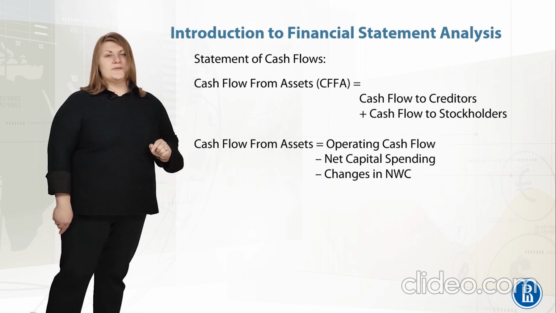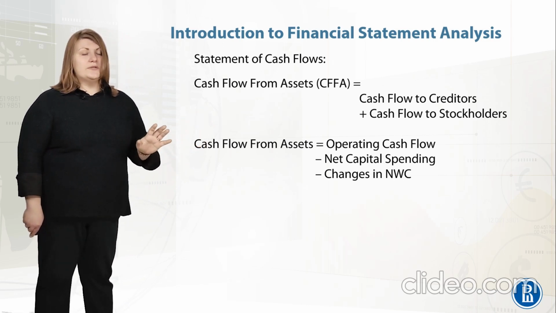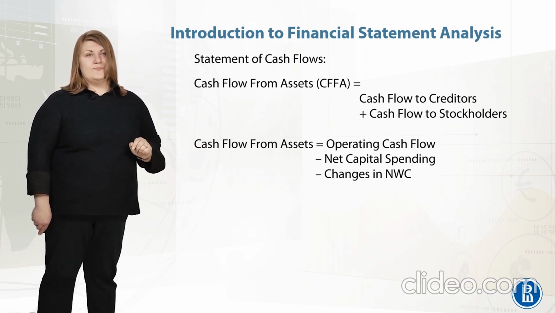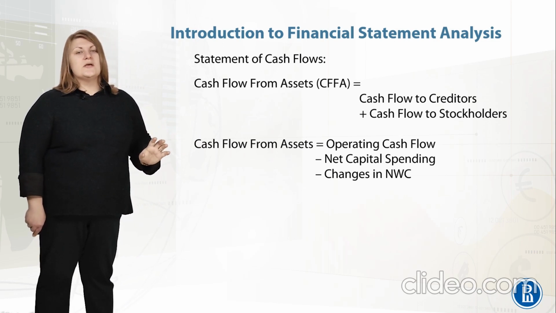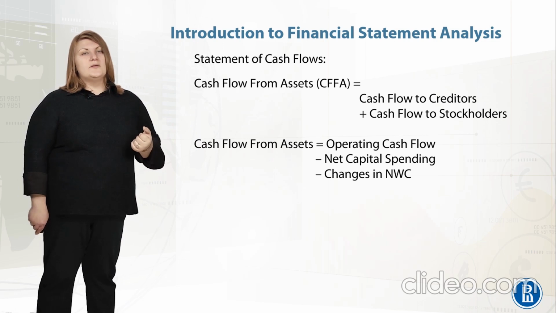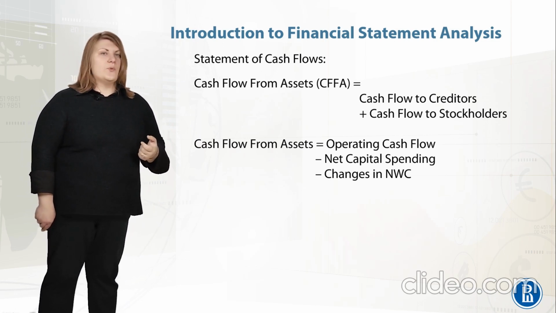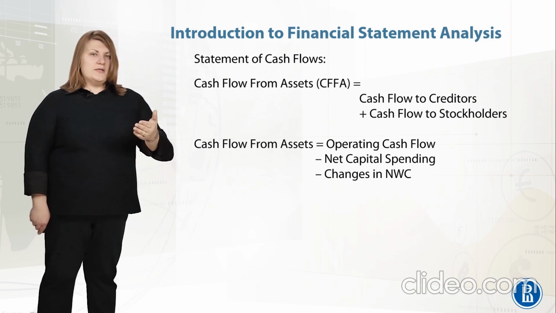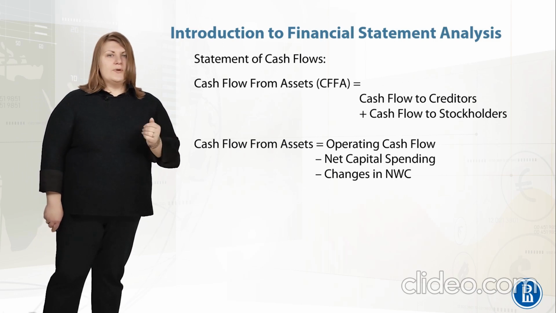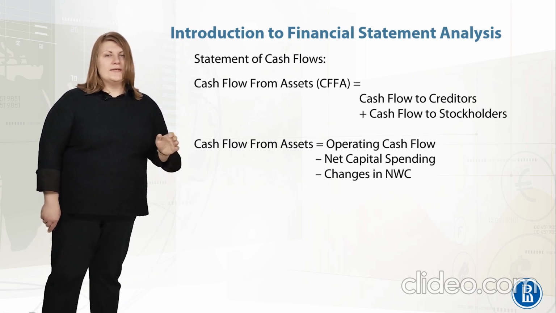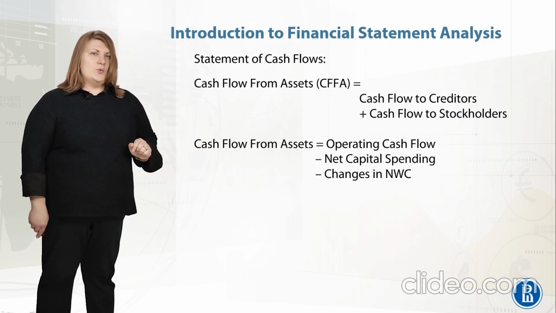We will come back to it later on, and we will use it again when we do our capital budgeting analysis. Here, basically, we want to base our decisions on the timing and risk of the cash flows which we expect to receive from a project. And you can see that here CFFA will be equal to operating cash flow less net capital spending less changes in net working capital.